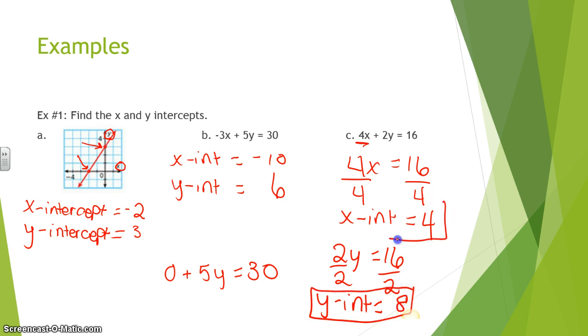So that is my x and my y-intercept for C. It means I'm going to have a point falling along the x-axis at 4 and a point falling along the y-axis at 8 when I graph a linear line.